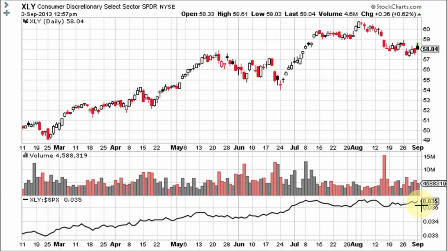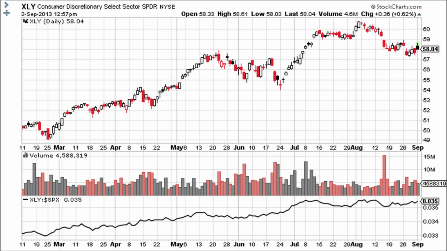So right here, it looks very strong. Like right here, there was resistance and it broke out above it. That means that XLY was outperforming the S&P 500 by quite a bit here. Okay, now the high right here is a little bit higher than back here, and it looks like it's trying to break out to new highs above resistance here. And if it does that, that means that XLY will be outperforming the S&P 500 by quite a bit.